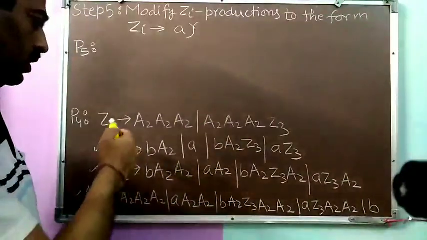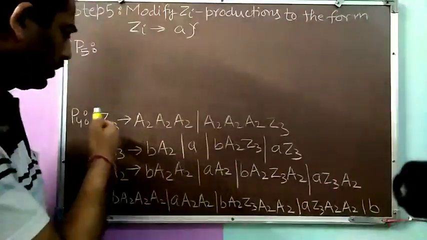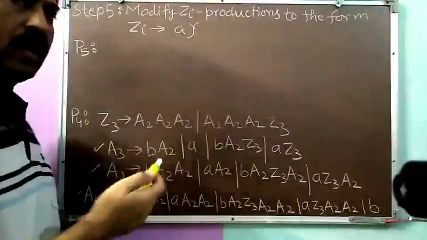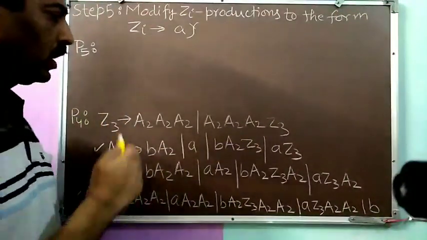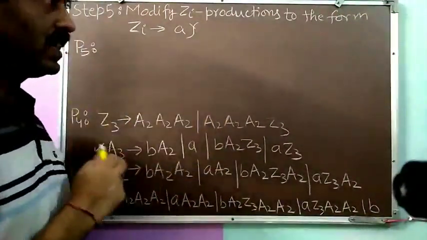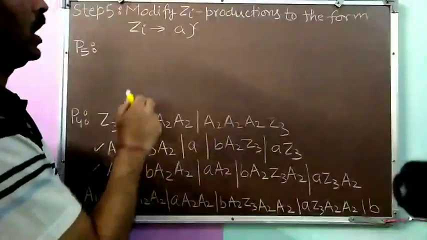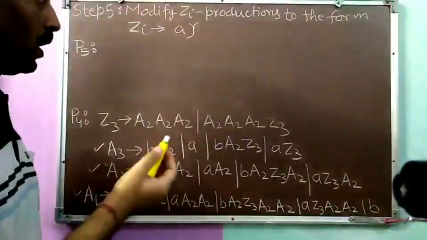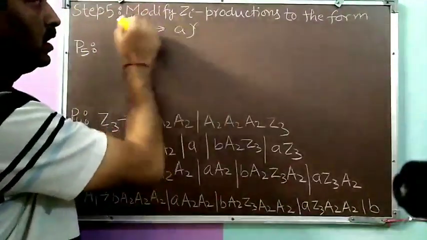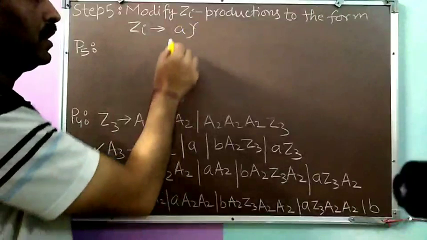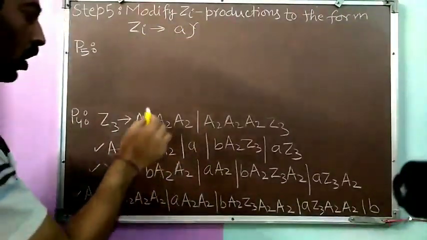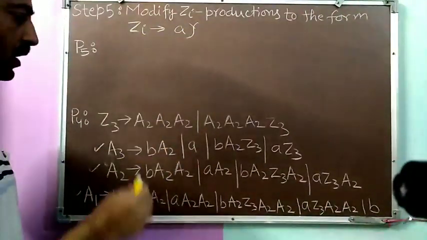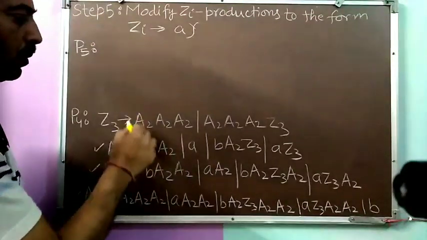As per the question, there may be different variables. In our case, we have only one variable, that is Z3. Now we have to convert all these Zi's into the required format, that is Zi to A gamma, because these Zi's are also variables. So we also have to convert these variables to the form A gamma, that is, starting with a terminal. How will we do it? Again, the method is the same. We have to remove this variable A2.